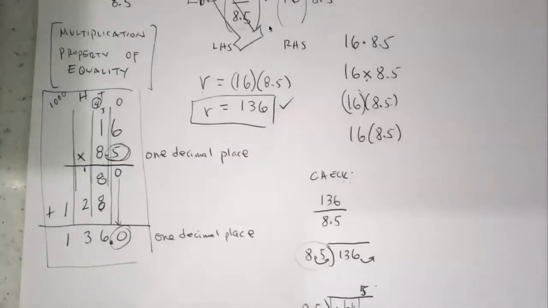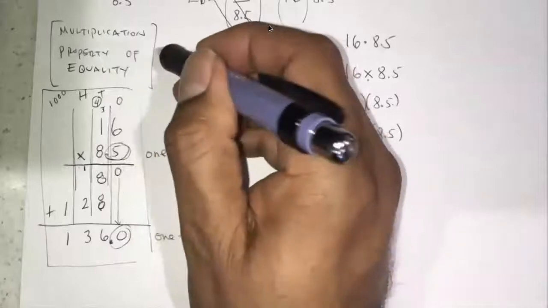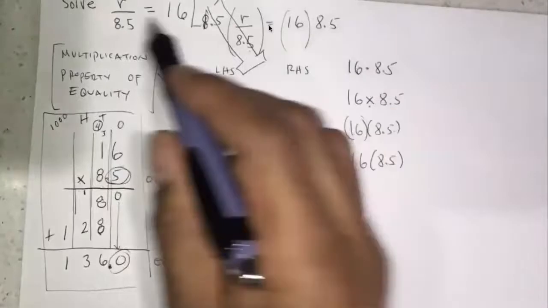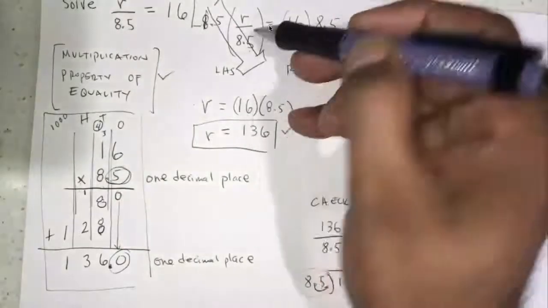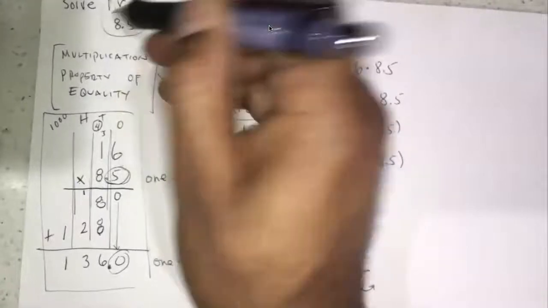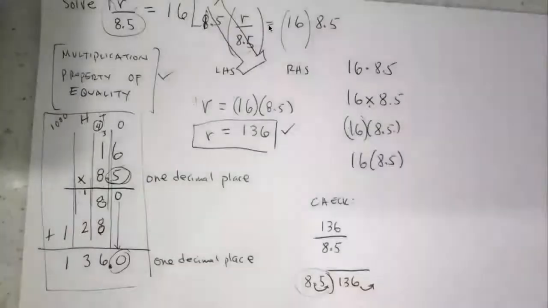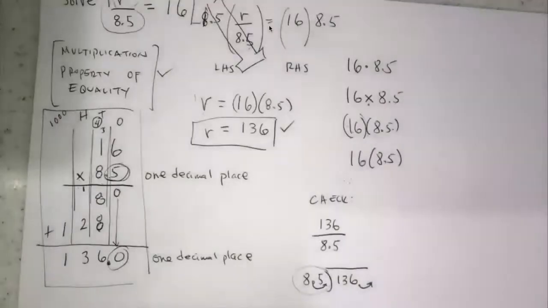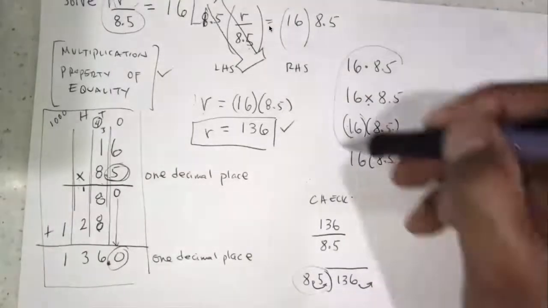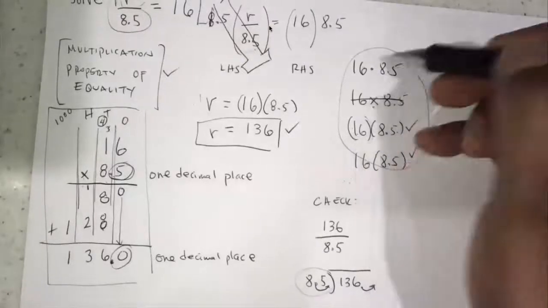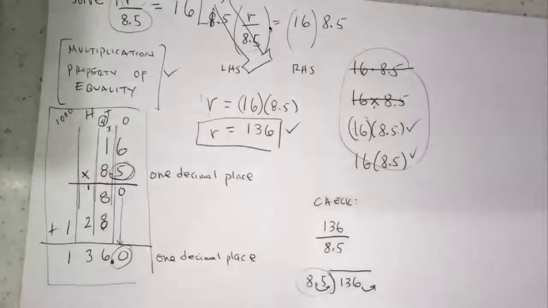Good. Let's review real quick. We started with the multiplication property of equality. It's what allows us to multiply both sides by 8.5, making the coefficient, this is your coefficient, a 1 up here at the top. That's equality. It then allows us to multiply 16 by 8 and 5/10. This was just me explaining why we use parentheses and not the multiplication x or multiplication dot.